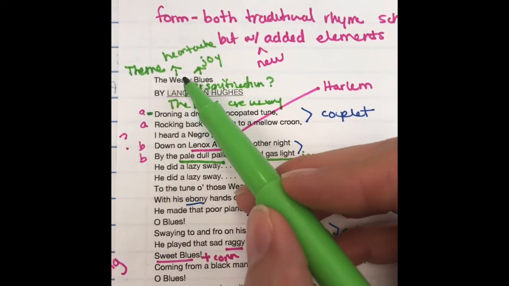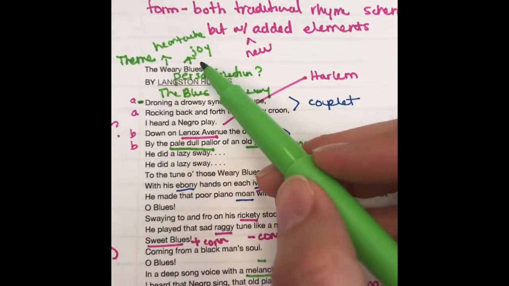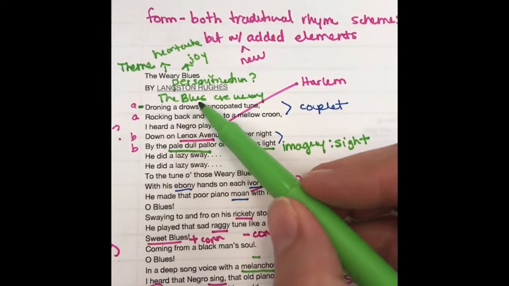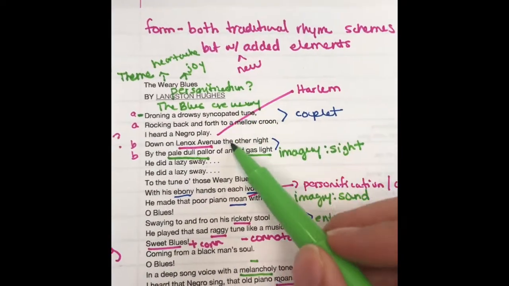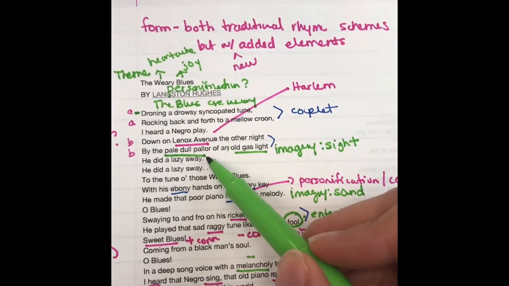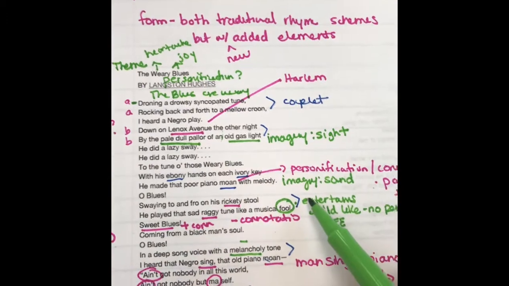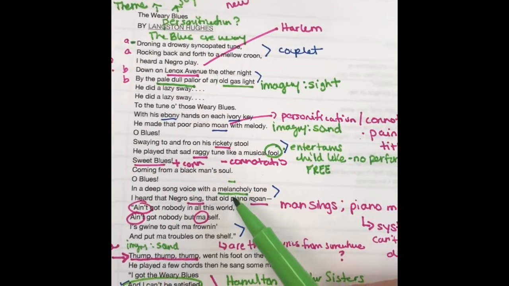I have this idea of weariness, heartache, and the blues, which is more, I don't want to say joyful, but an art form that you can get joy out of. And then I have the blues are kind of weary, and is that personification unto itself. As I'm going down, I'm looking more for my terms like, oh, I forgot about looking for imagery. But there's definitely some sight imagery here. There's some sound imagery here. There's more negative diction.